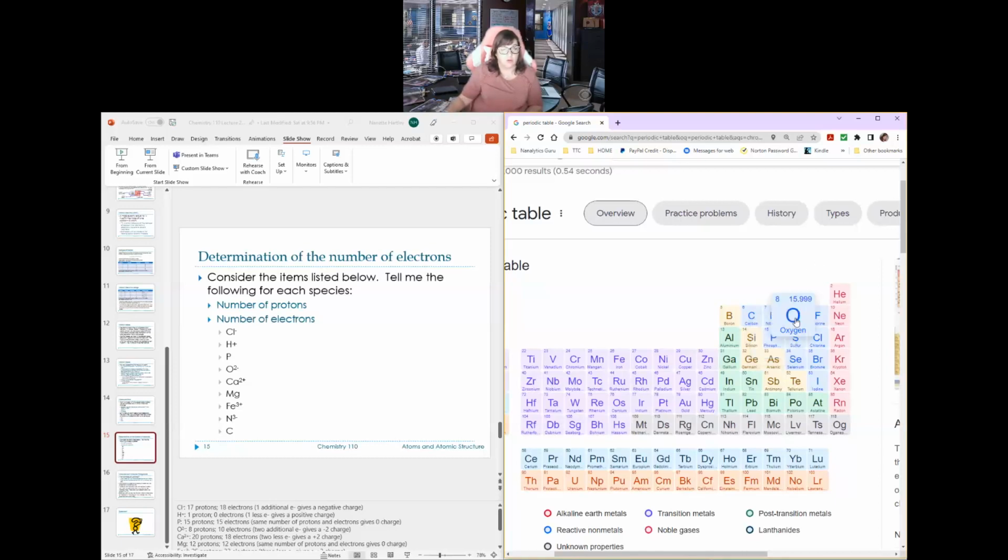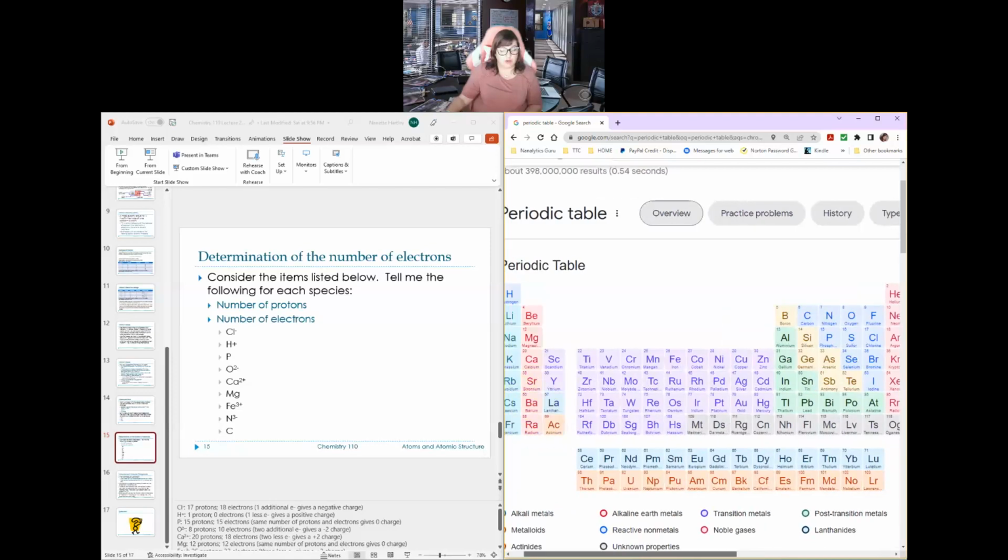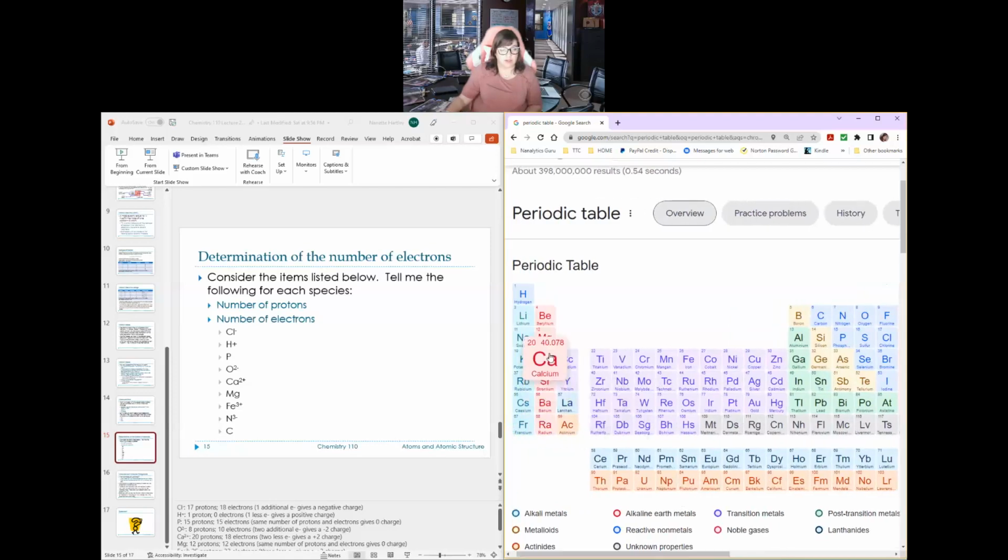We can talk about O2 minus. O is 8, so it should have 8 protons and 8 electrons. But since I've added 2 electrons to be 2 negative, I now have 8 protons, 10 electrons. Ca2 plus. Ca is over here, number 20. It's 2 plus, so it's lost 2 electrons. So instead of having 20 protons, 20 electrons, it has 20 protons and 18 electrons.